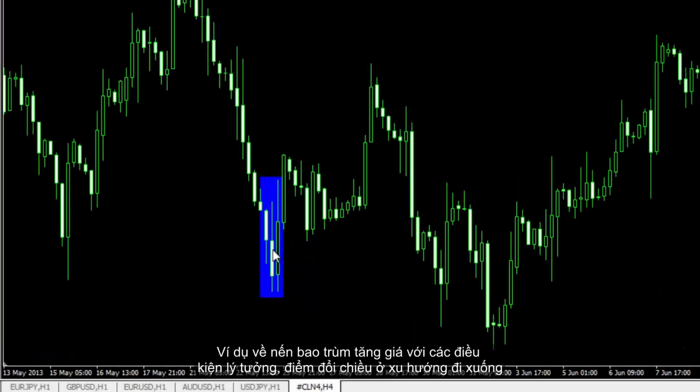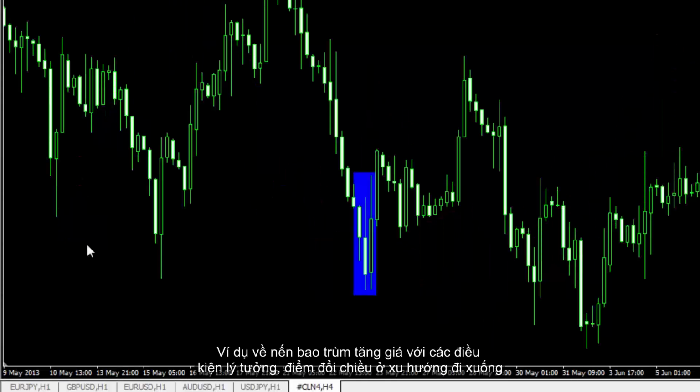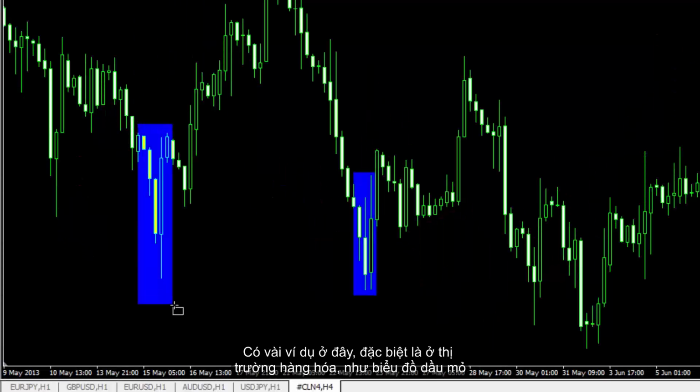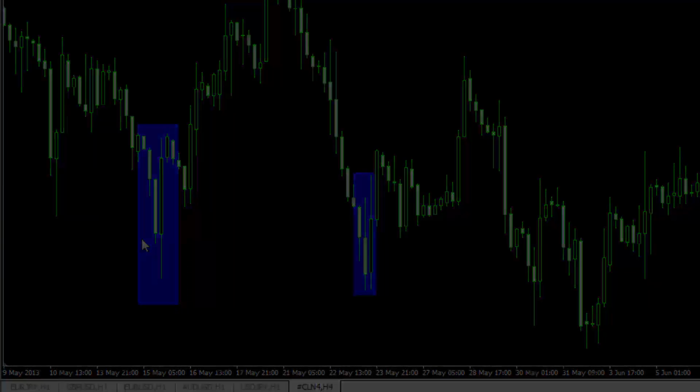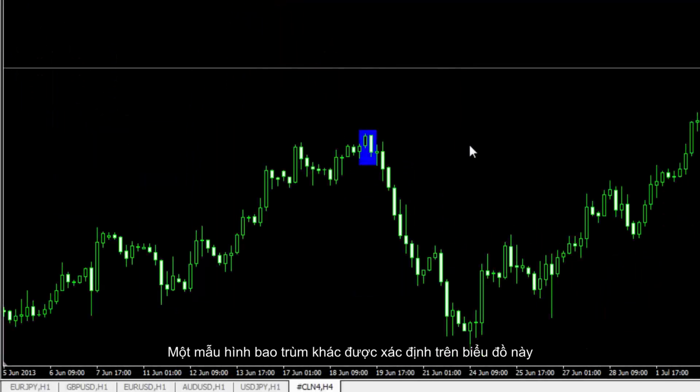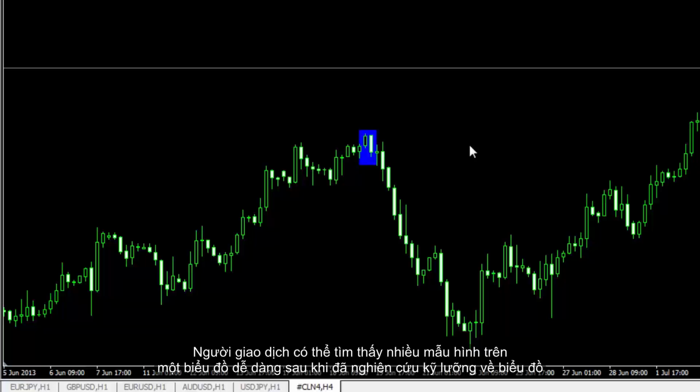This is an example of a bullish engulfing candle with all the ideal conditions, at the reversal point of a downward trend. There are several examples, especially in a commodity market, such as an oil chart. Another engulfing pattern is detectable on this chart. A trader can identify many patterns in a chart easily after studying any pattern thoroughly.